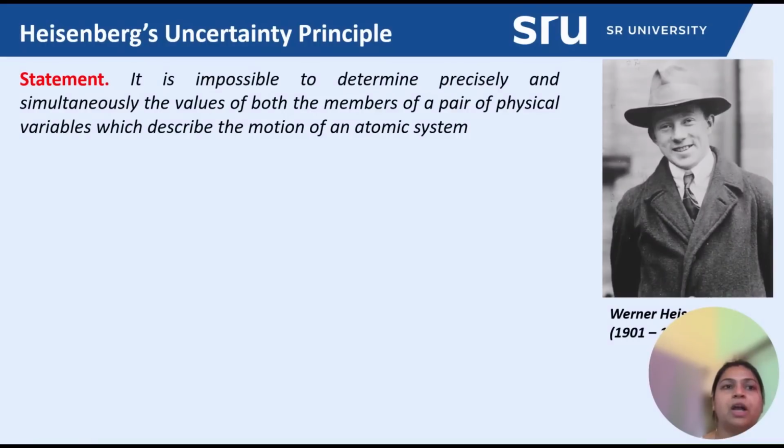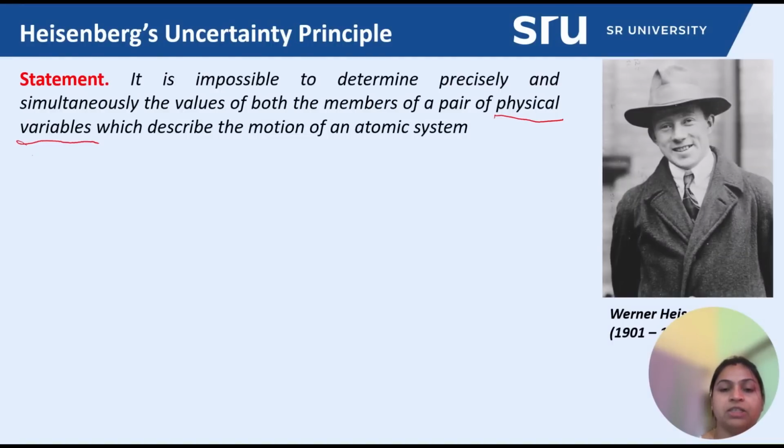Now we will discuss the Heisenberg uncertainty principle. The Heisenberg uncertainty principle basically states that it is impossible to determine precisely and simultaneously the values of both members of a pair of physical variables which describe the motion of an atomic system.